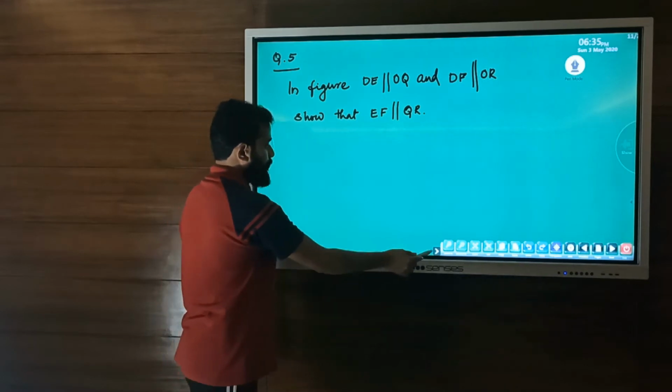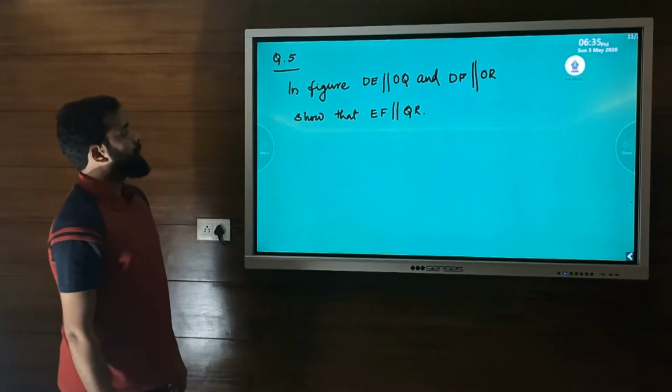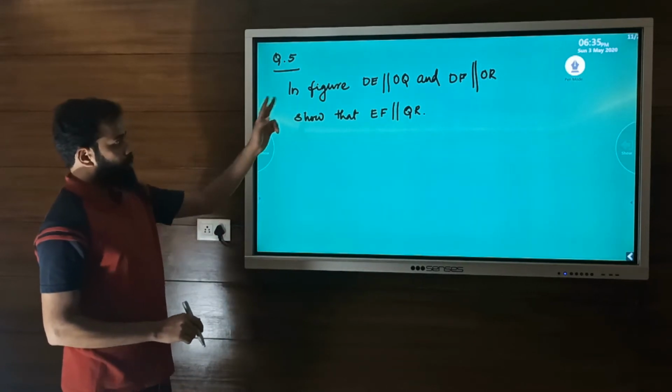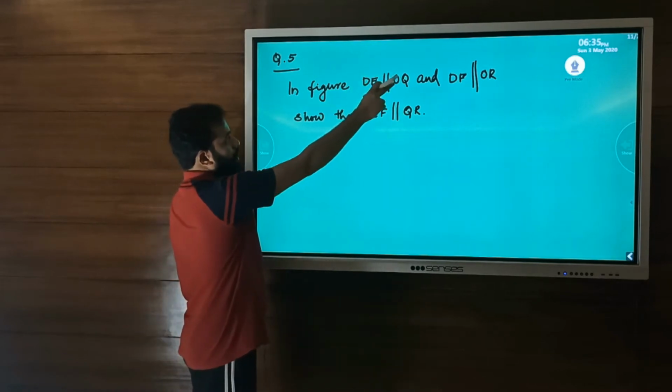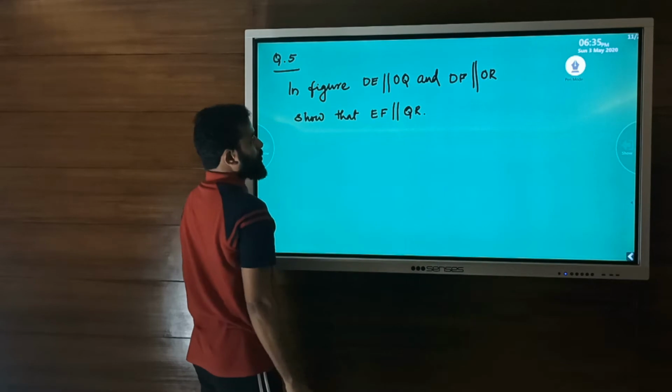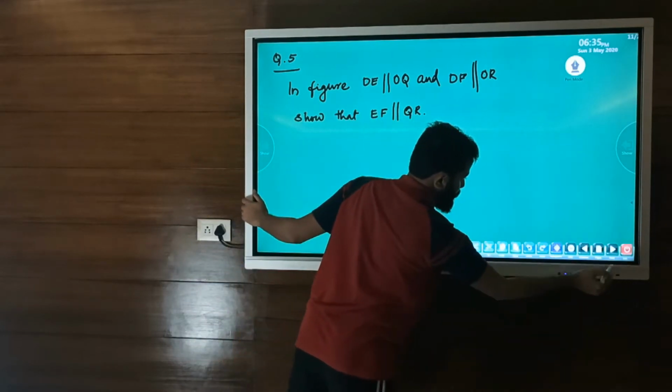Now the question number 5. In figure DE parallel to OQ and DF parallel to OR, show that EF parallel to QR. Two conditions we have: DE parallel to OQ and DF parallel to OR. This is what we need to prove: EF parallel to QR.